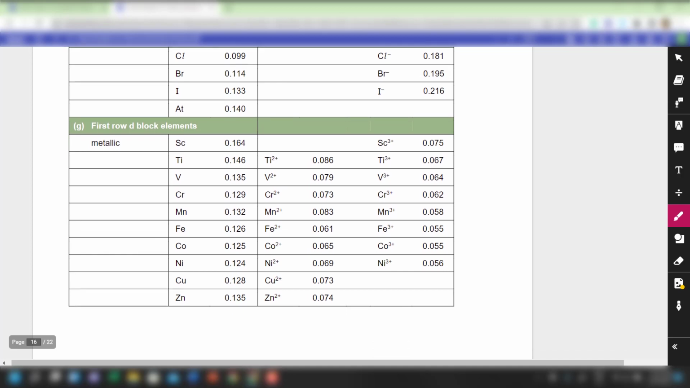This is because as you go across the periods, electrons are being added to the same principal quantum shell, and the nuclear charge increases across the periods. So the effective nuclear charge increases across the period, and the outermost electrons are attracted more strongly towards the nucleus.